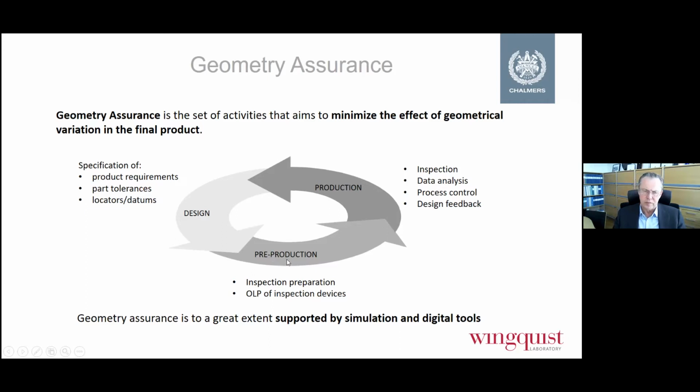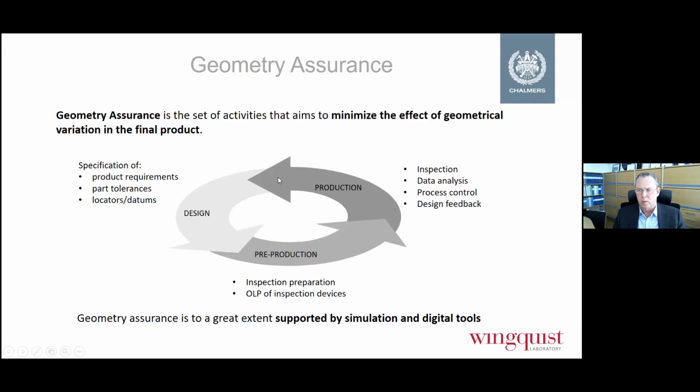In pre-production, before we go into production, we need to decide what to inspect and how much, because inspection is expensive, and the more information we can get from our inspection activities with less inspection, the better. So we cannot inspect everything. We need to inspect as little as possible, but get as much information as possible. During production, typically we inspect, and we use the data to do analysis, to fix problems in ongoing production, but also to give feedback to design.